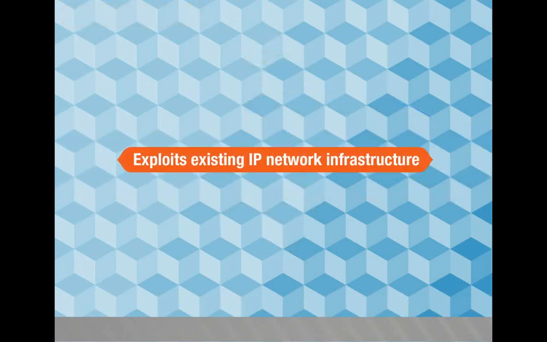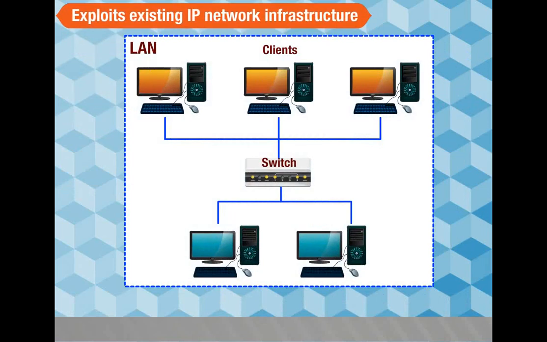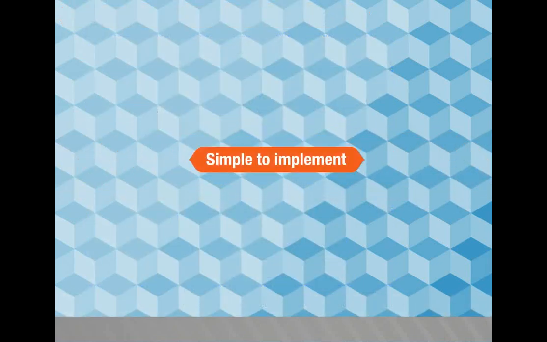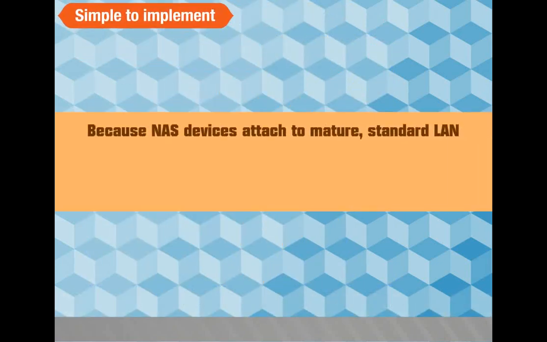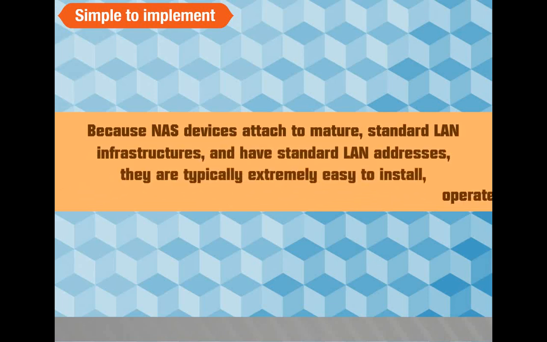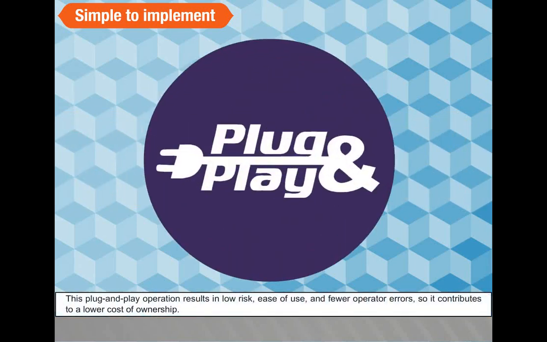Exploits existing IP network infrastructure. Because NAS utilizes the existing LAN infrastructure, there are minimal costs of implementation. Staff with existing skills in IP networks can carry out the installation. Simple to implement. Because NAS devices attach to mature, standard LAN infrastructures and have standard LAN addresses, they are typically extremely easy to install, operate, and administer. This plug-and-play operation results in low risk, ease of use, and fewer operator errors, so it contributes to a lower cost of ownership.